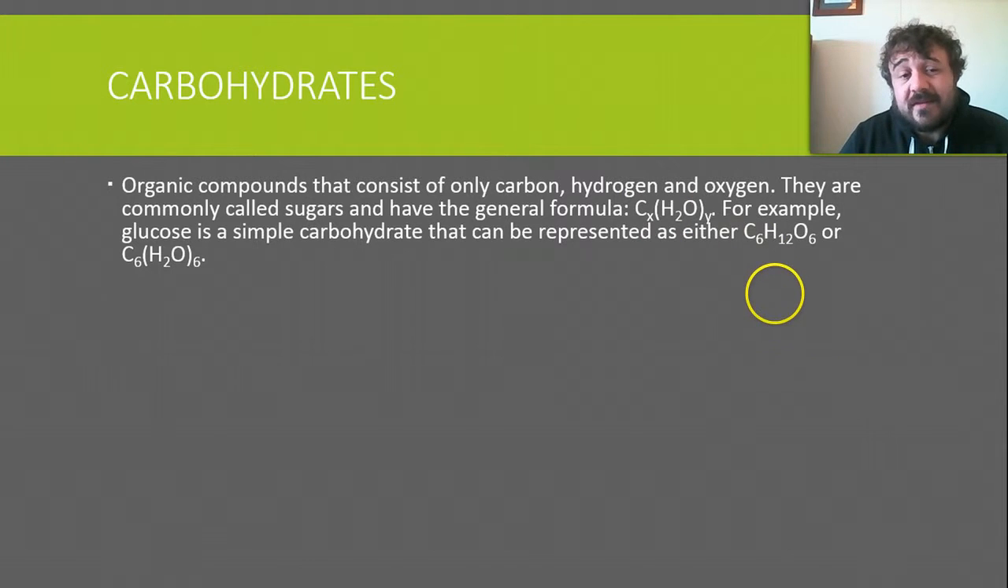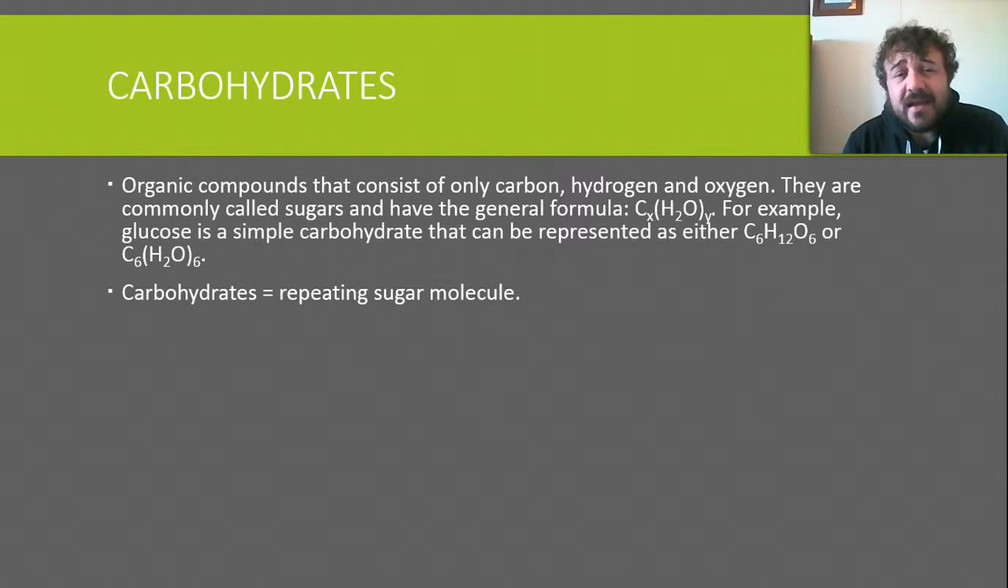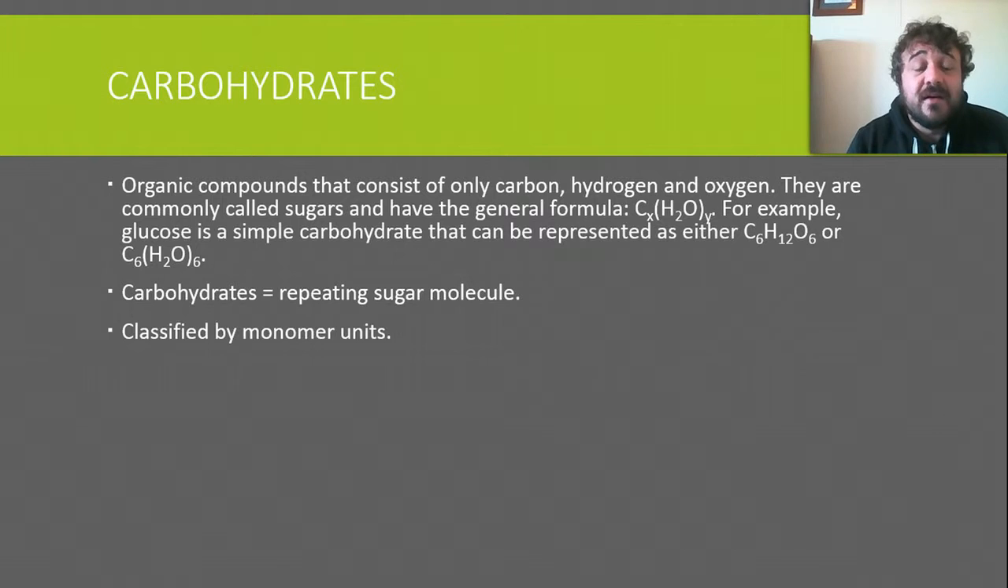Glucose is the simplest, which we can see as C6H12O6, or we could draw it as C6(H2O)6. So basically, a carbohydrate is a repeating sugar molecule. Now, what is a sugar molecule? We'll look at that in a second.